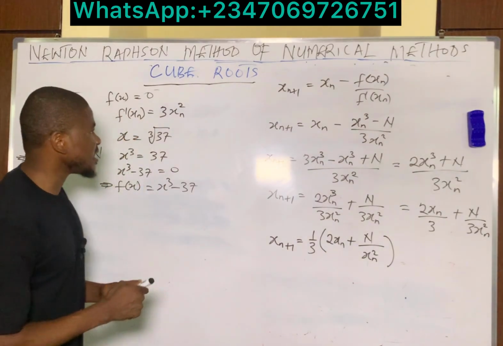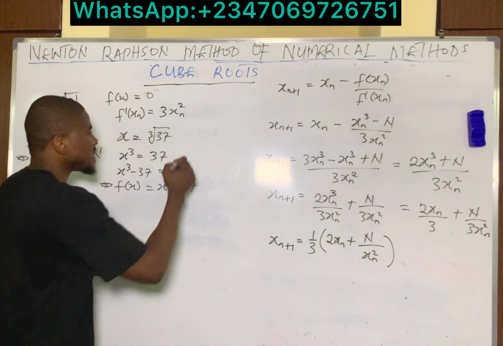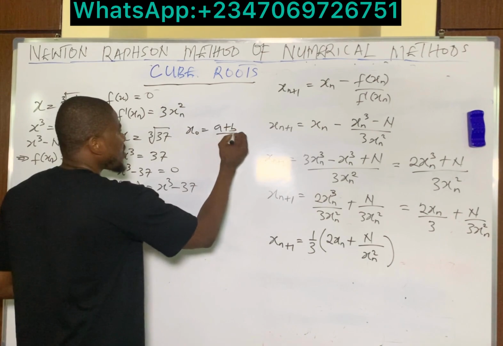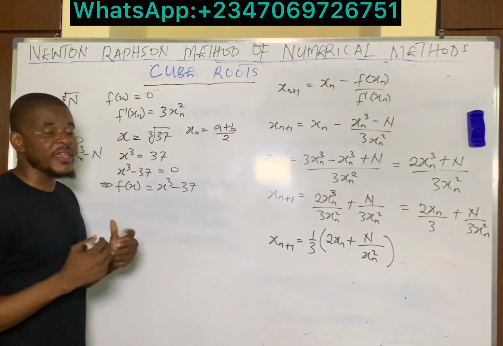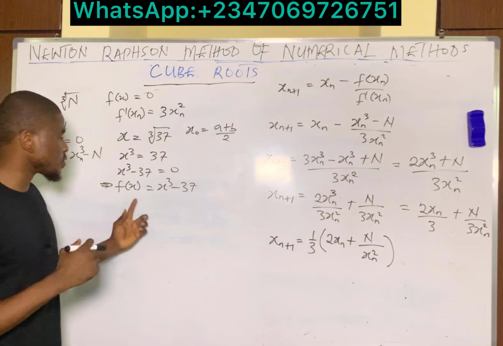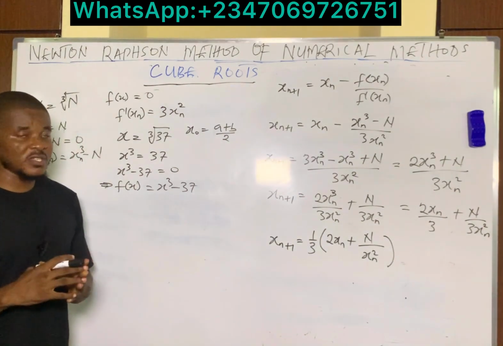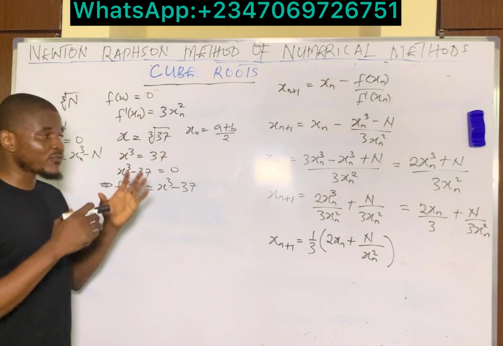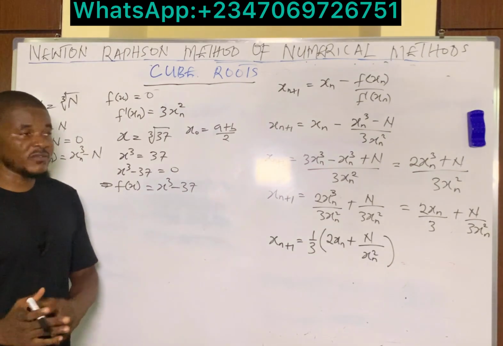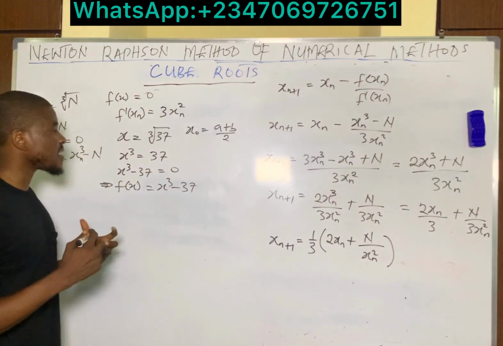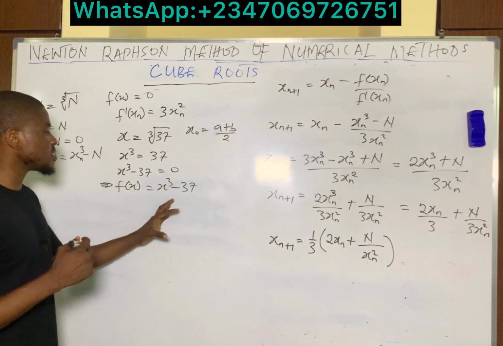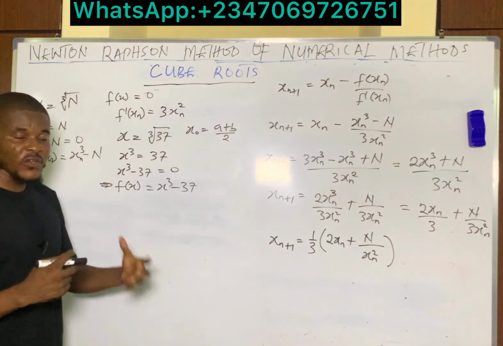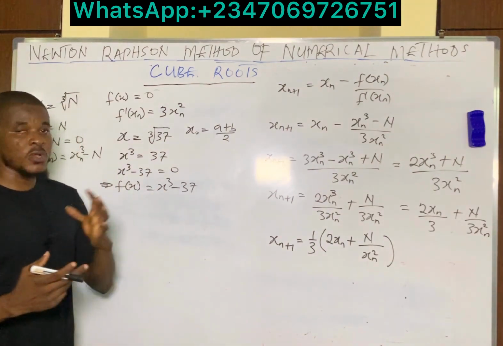And I always say initial guess, if it's not given to you, the formula remains x naught equals a plus b all over 2, where a is a value that causes this function to change into positive, and b is a value that causes this function to change directly from positive into negative. Okay, so we're going to be picking out values such that when we plug them into this equation, it will change this equation directly from positive to negative or directly from negative to positive.